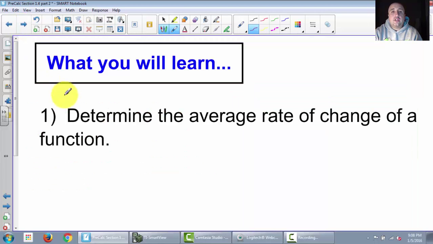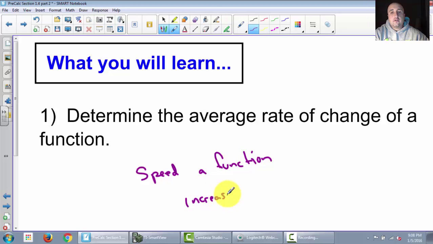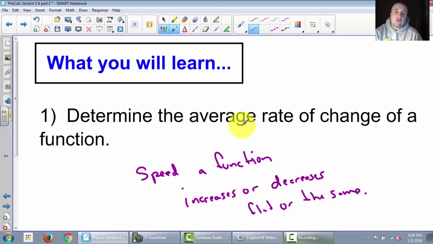All right, so what are we going to learn? We're going to learn how to determine the average rate of change of a function. Basically, that is the speed at which a function increases or decreases, or I guess it could stay flat or the same. That's what determining average rate of change means: the speed of a function increasing or decreasing, or staying the same.